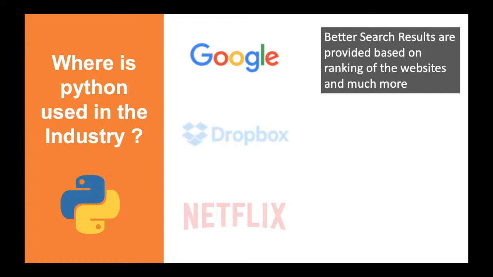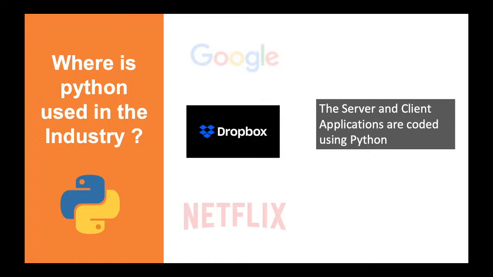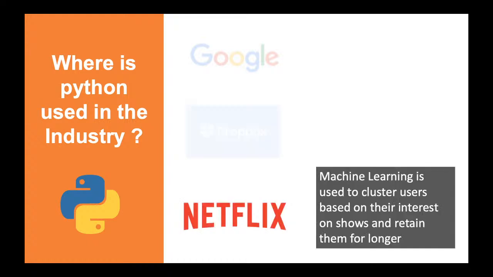Next, Dropbox uses this for their server and client applications, coded with Python. Now we all know about Netflix. Many of you might have accounts there. When you make a Netflix account, it asks you to choose at least 3 movies of your own interest. So you choose 3 of the topics or movies you are interested in.